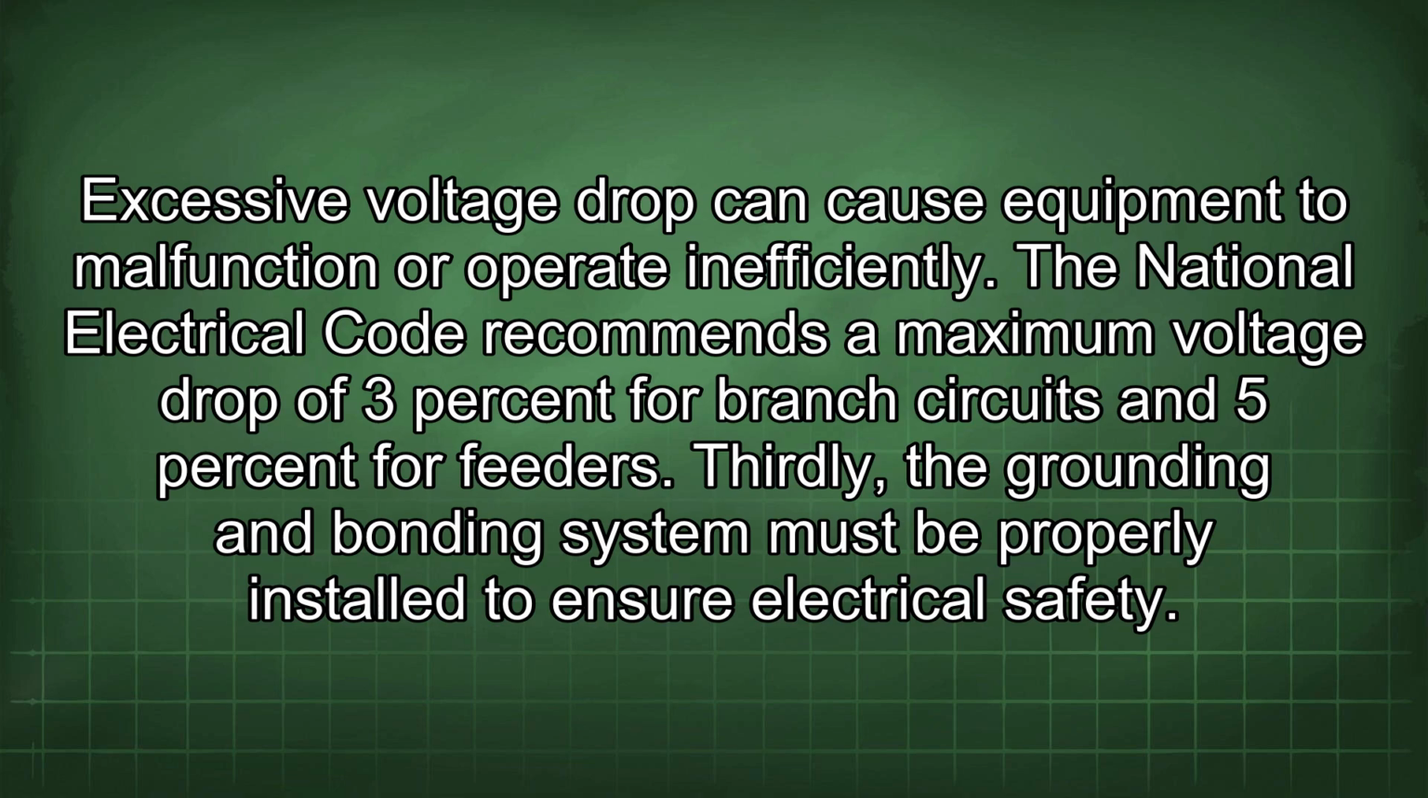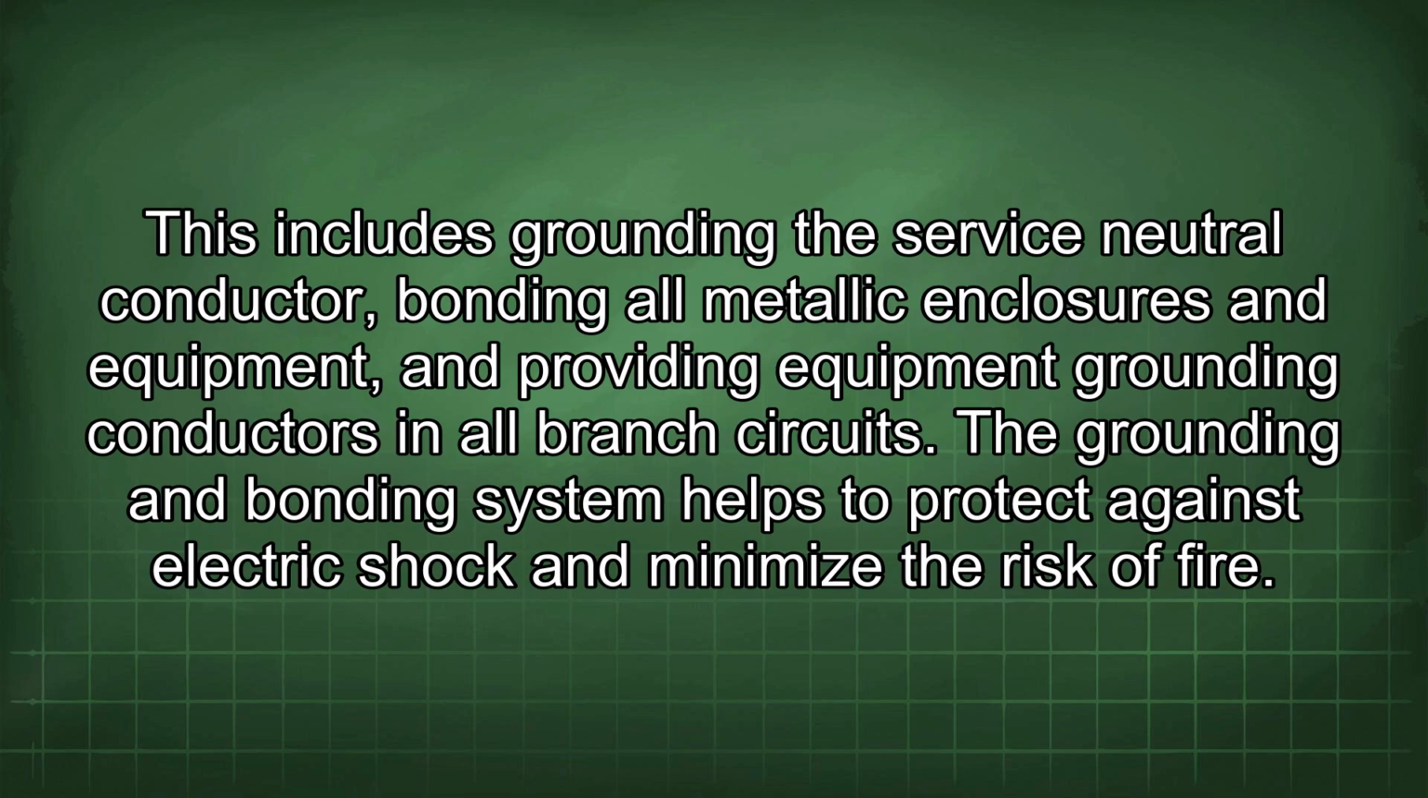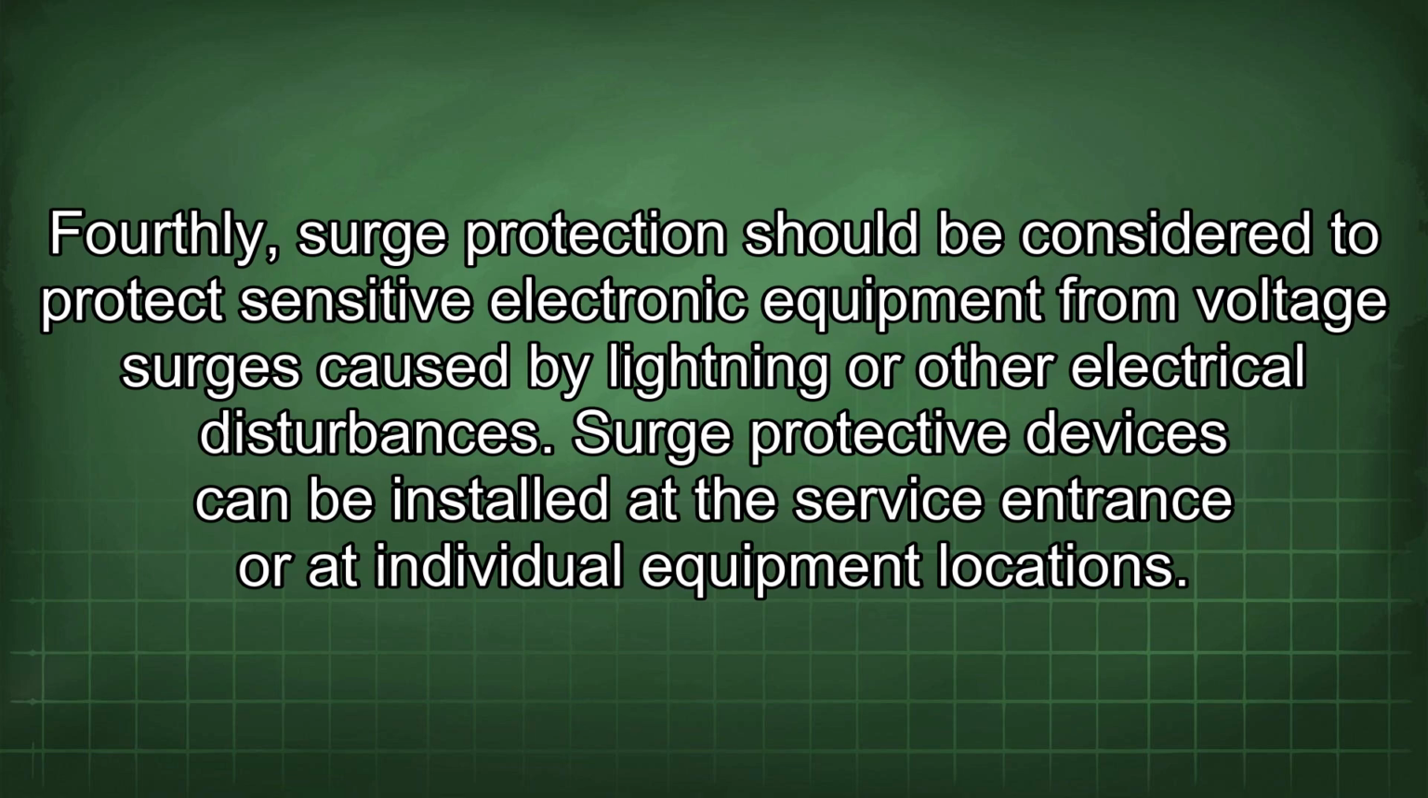Thirdly, the grounding and bonding system must be properly installed to ensure electrical safety. This includes grounding the service neutral conductor, bonding all metallic enclosures and equipment, and providing equipment grounding conductors in all branch circuits. The grounding and bonding system helps to protect against electric shock and minimize the risk of fire. Fourthly, surge protection should be considered to protect sensitive electronic equipment from voltage surges caused by lightning or other electrical disturbances. Surge protective devices can be installed at the service entrance or at individual equipment locations.